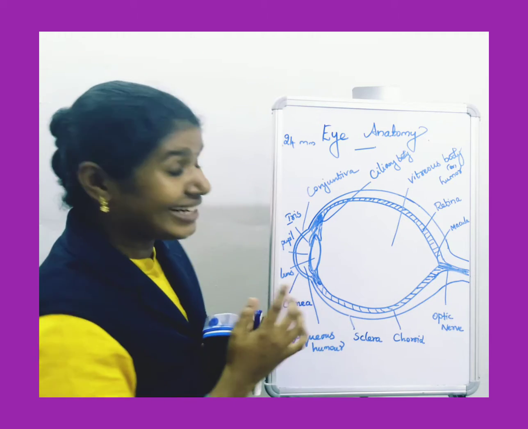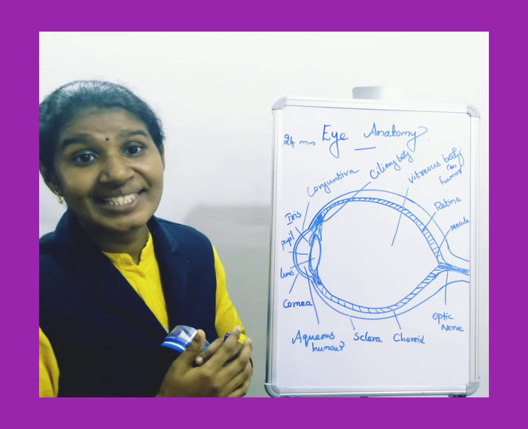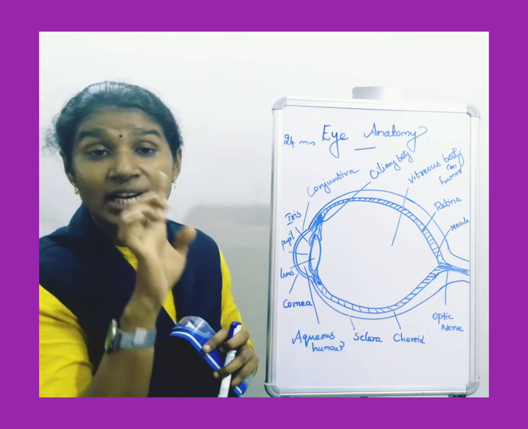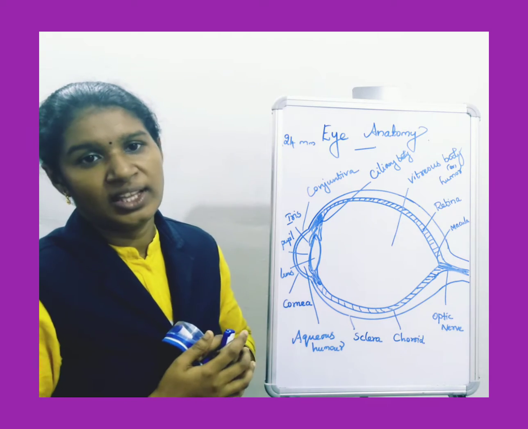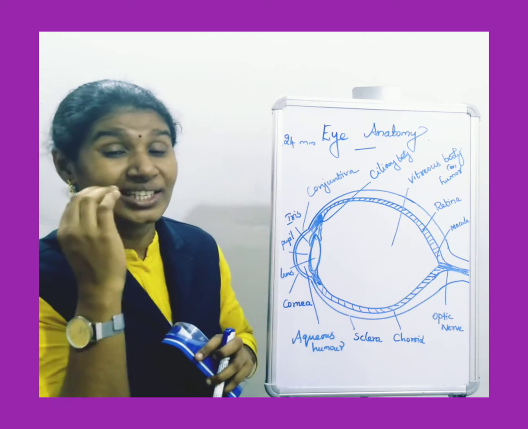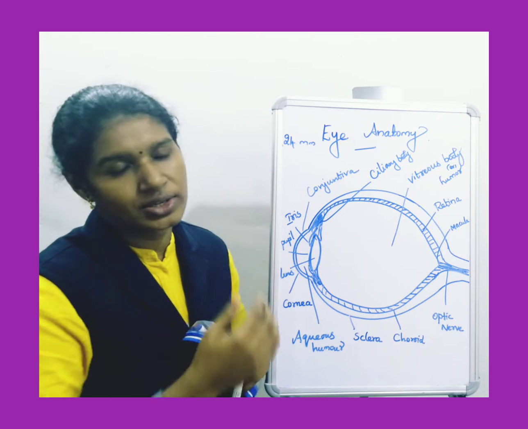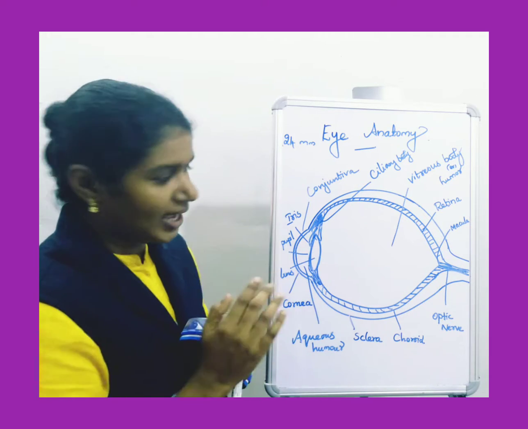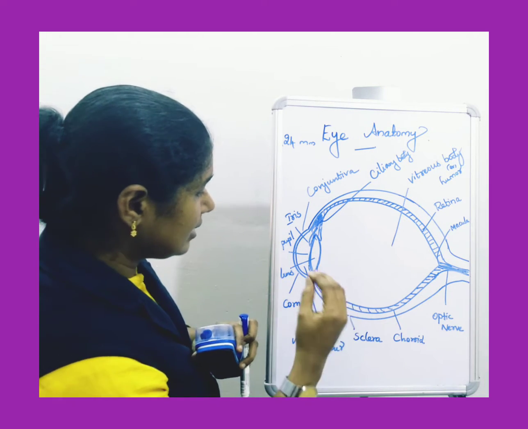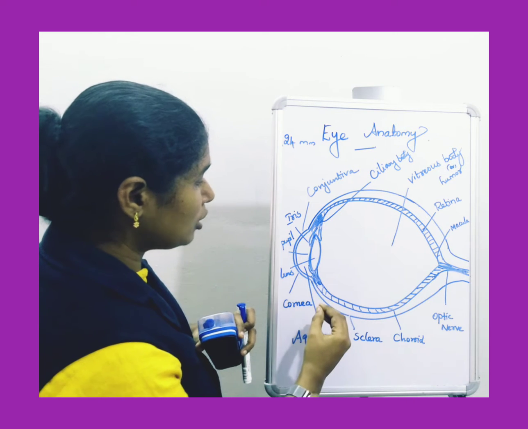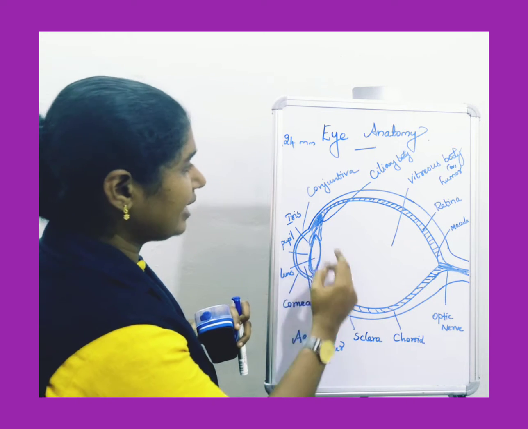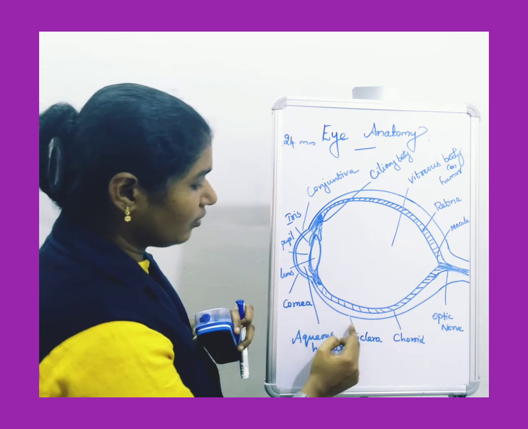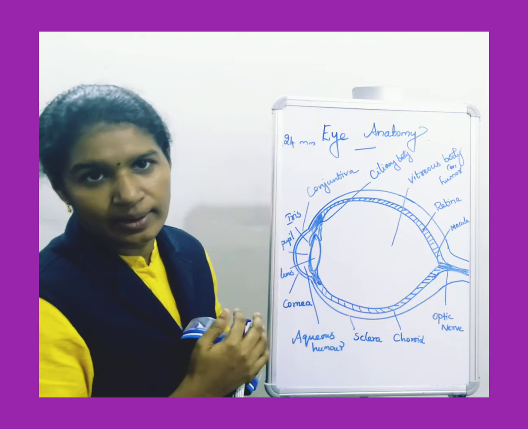The next one is the sclera. It is the outermost layer of the eye, and it is whitish in color. The sclera is present in between the lens and the conjunctiva. So the layer in between the conjunctiva and the lens we can call the sclera.